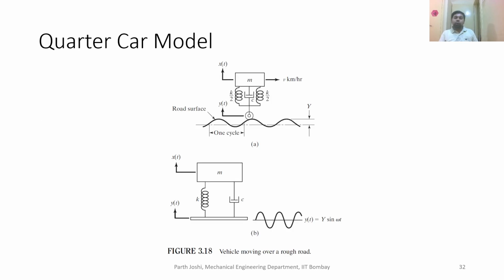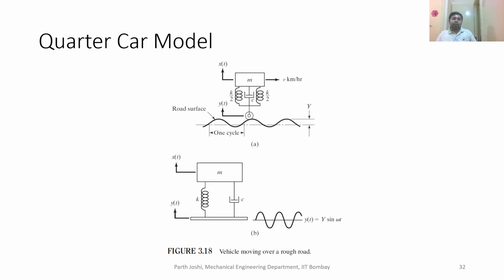Now I just wanted to show you another example of how we create a model for a car which is traveling on a bumpy road. Maybe I will not go into the details of the entire modeling and derivation of that. I'll just quickly show you the capabilities of MATLAB that you can use to illustrate this example.